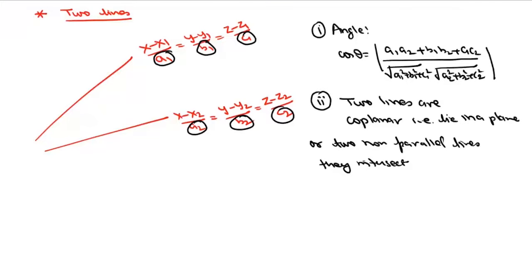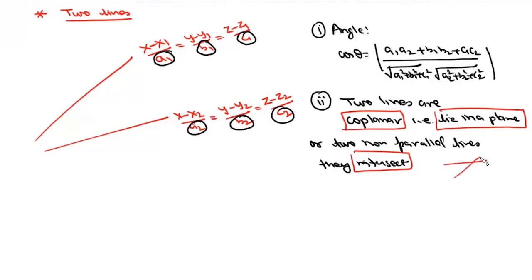So the same question can be asked in three ways. They'll give you two lines and they'll say these two lines are coplanar, or these two lines lie in a plane, or they'll say these two lines intersect at a point. Two non-parallel lines will intersect if and only if they lie in the same plane. All the three conditions are equivalent. Now we know that in order to check coplanarity we need three vectors.